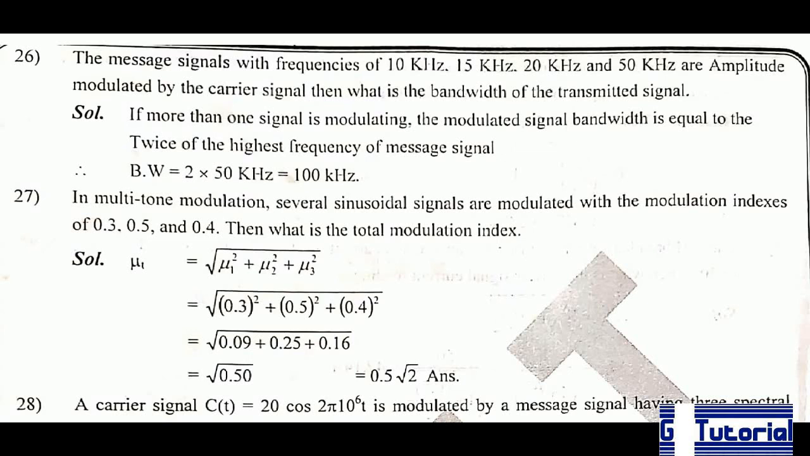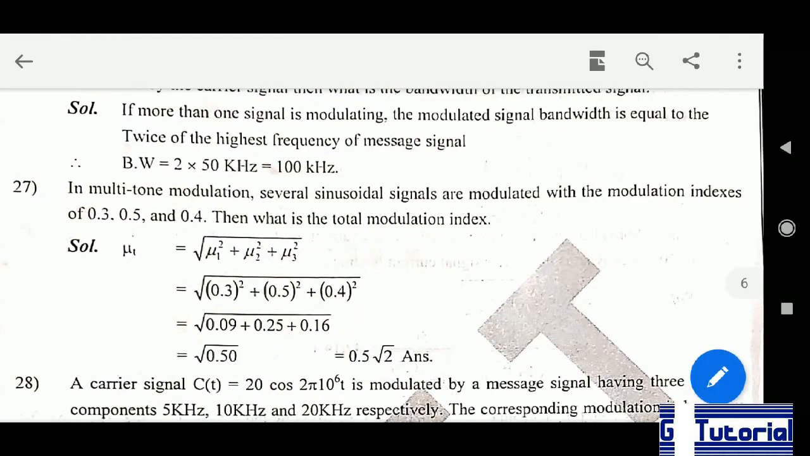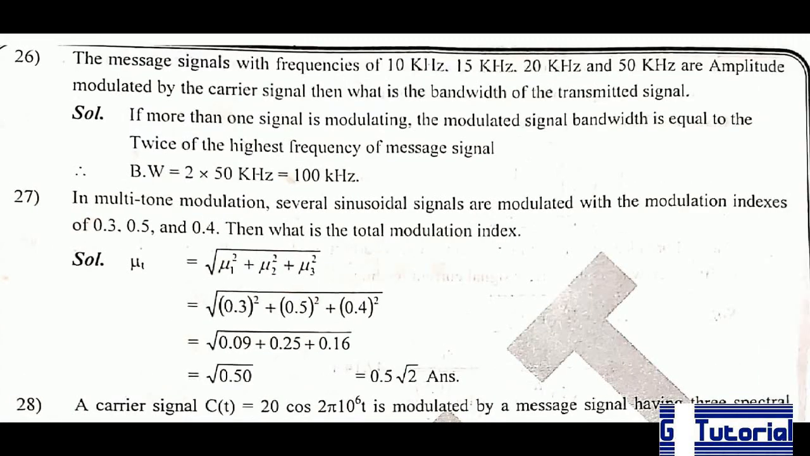Now let us solve it. In the options, the answer may not be root of 0.5. So let us write root of 0.50 as root of 50 by 100. 50 by 100 is 1 by 2. That is root of 1 by 2. Let us rationalize it. That is multiply numerator and denominator by root 2. So root of 1 by 2 into root 2 by root 2. So the answer is 1 by 2 into root 2, where 1 by 2 is 0.5. So 0.5 into root 2 is the correct answer.